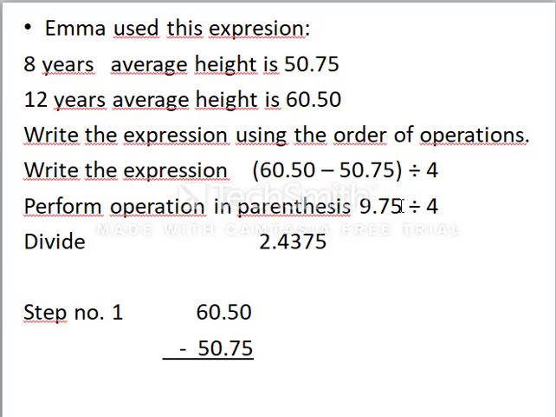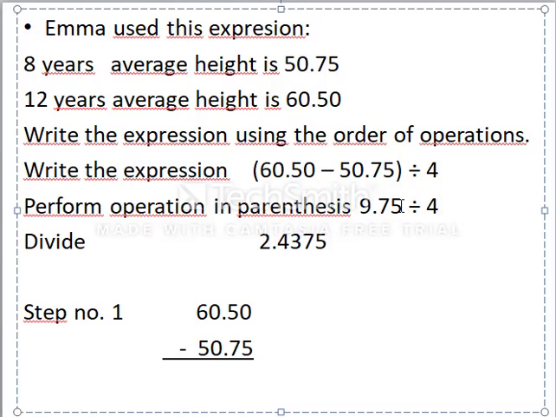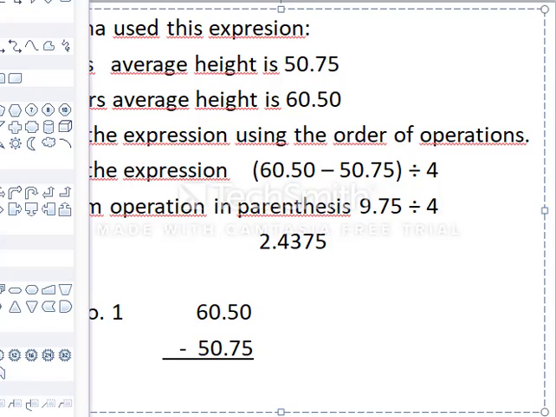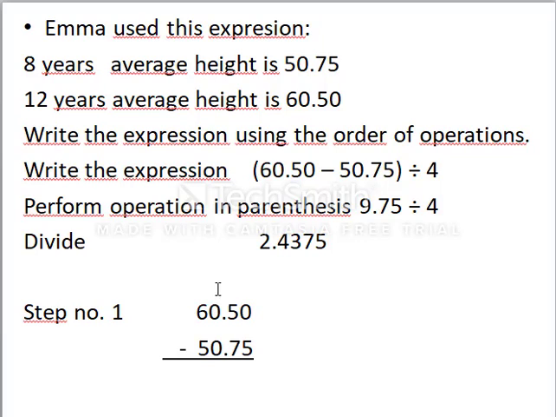Perform the operation in the parentheses. Now we have the answer: 60.50 minus 50.75 is 9.75. Then we are going to divide it by 4. Now here, can you subtract 5 from 0? No, you cannot subtract 5 from 0. So what we have to do is regroup.